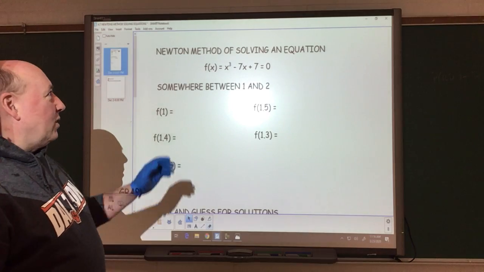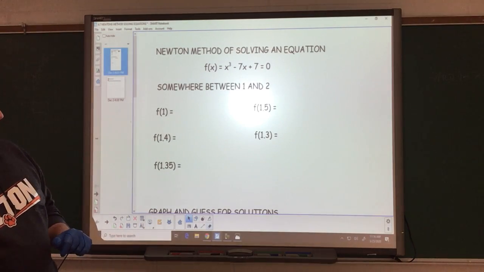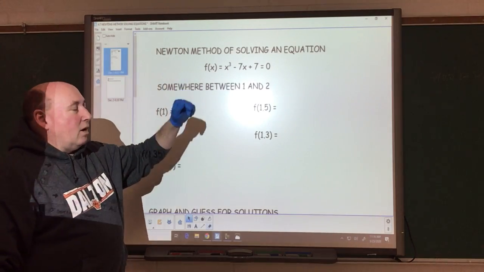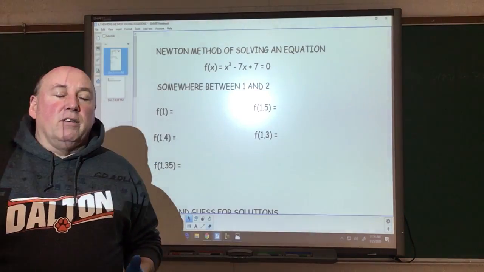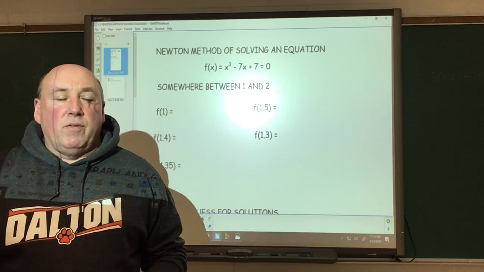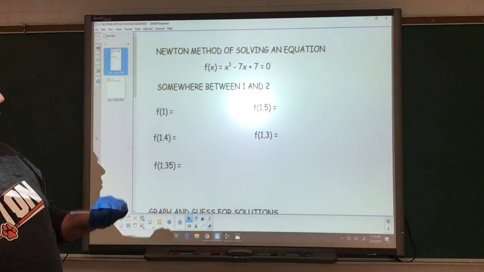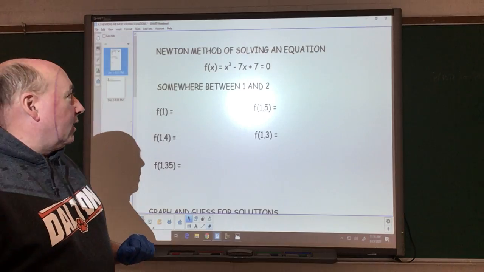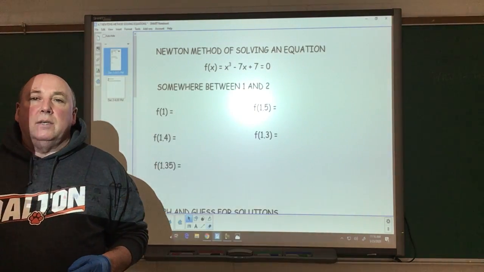So, today we're going to talk about Newton's method of solving equations. Newton was one of the fathers of calculus. He also did a lot of stuff with physics, but he was also father of calculus. We have this equation, x cubed minus 7x plus 7. We want to be able to solve this.